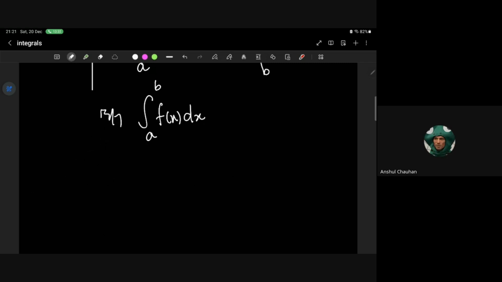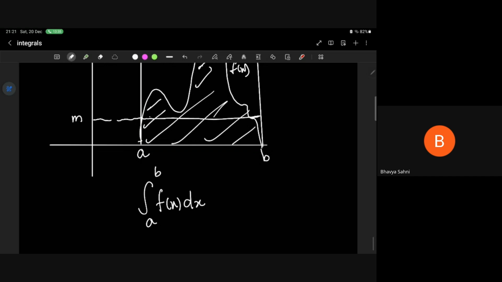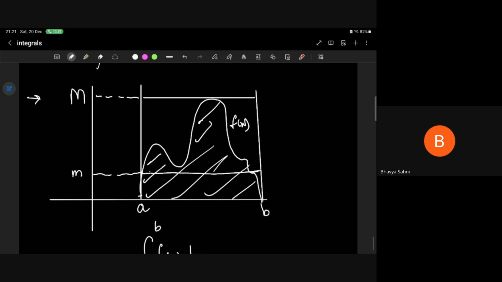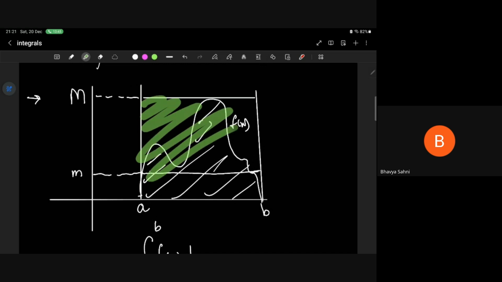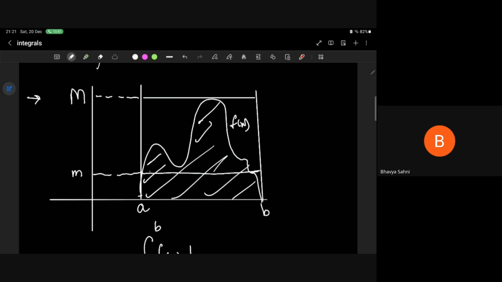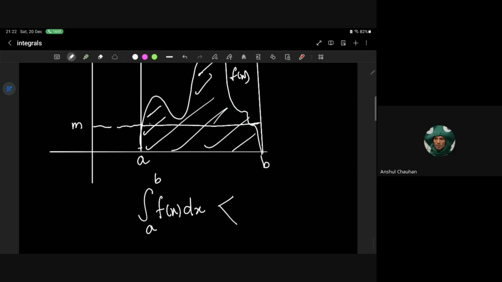So this integral value will have an inequality. Can we say the graph would be lower than the area of this rectangle formed here? The whole rectangle, the bigger one. It will be smaller. The area of the function will obviously be smaller than this. Correct? Can I say that? So the area of the function, which is the integral from a to b, will be smaller than the bigger rectangle.